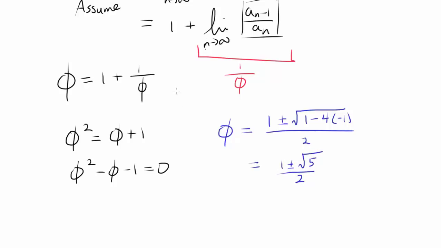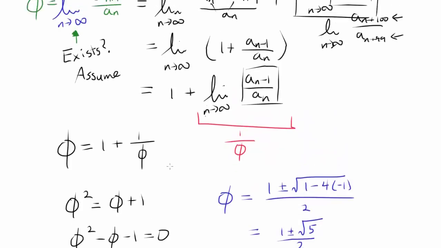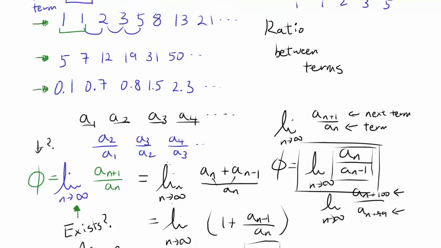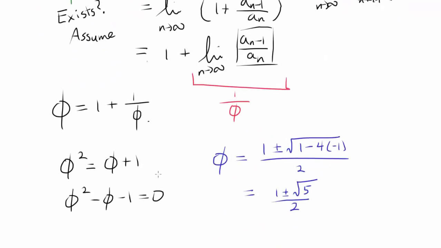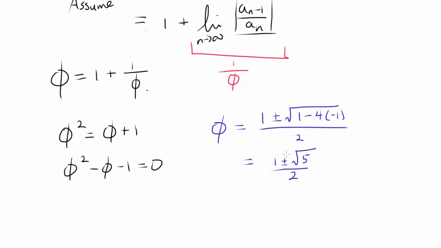And are we going to take plus or minus? Well, we are going to take plus, because the ratio between the terms is going to be positive as n is approaching infinity. You are going to get a positive ratio. So you want your phi to be positive, and since square root of 5 is more than 1, you want to disregard minus square root of 5. So we have found the golden ratio. It's 1 plus square root of 5 over 2.